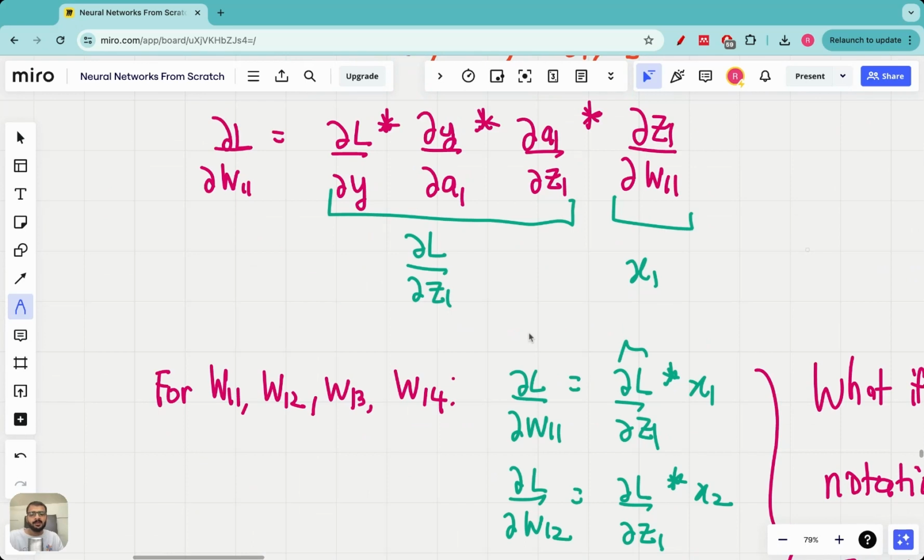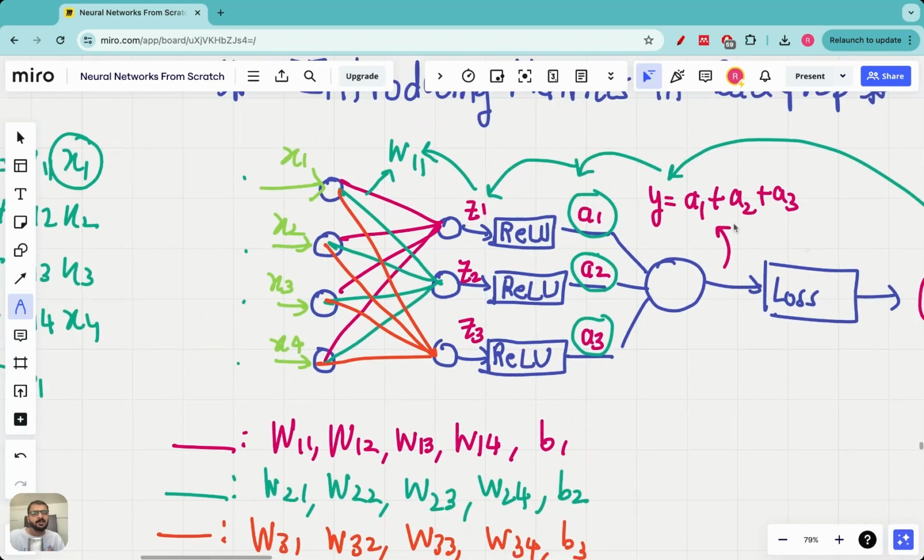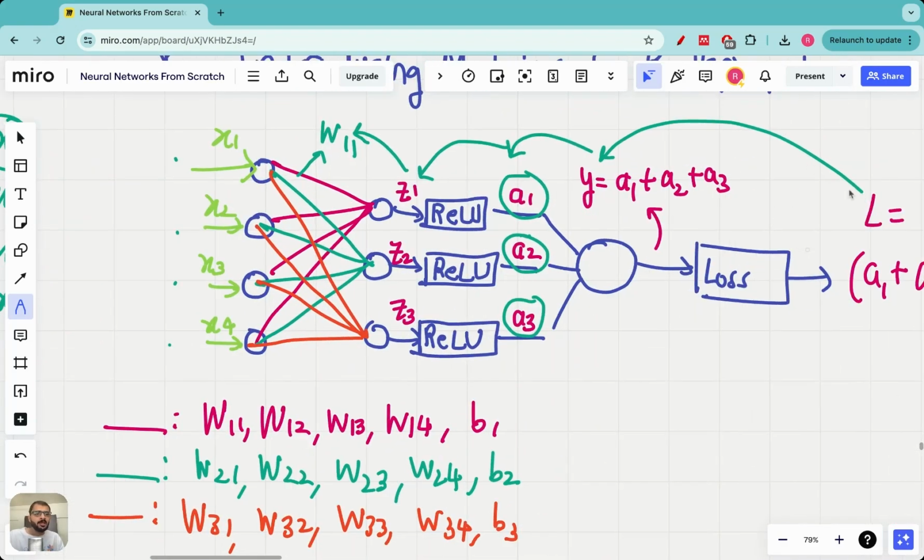So in this notation, the partial derivative of L with respect to W11 is just the product of the partial derivative of L with respect to Z1 multiplied by x1. And if you look at the partial derivative of L with respect to Z1, it will involve this derivative multiplied by this derivative multiplied by this derivative. So the weight does not come into the picture until this part at all.